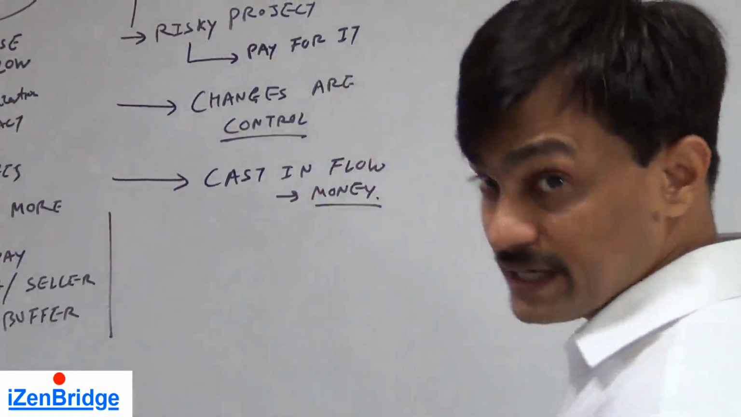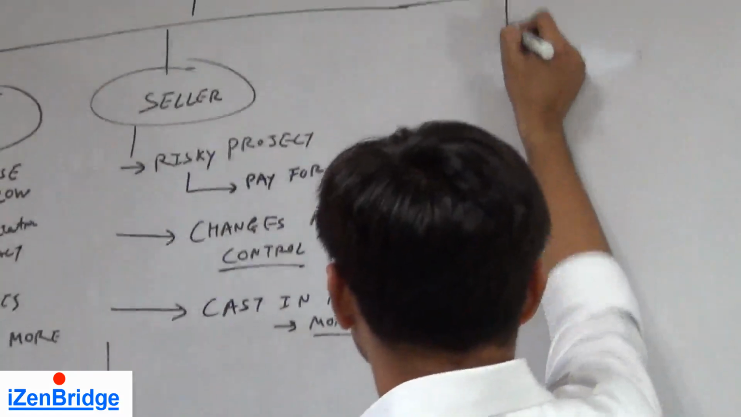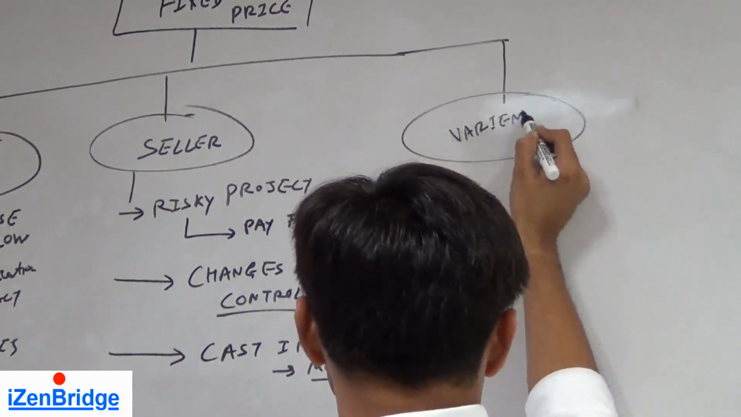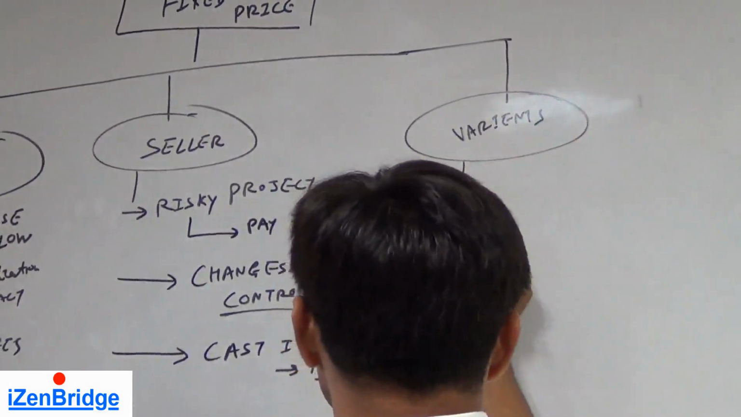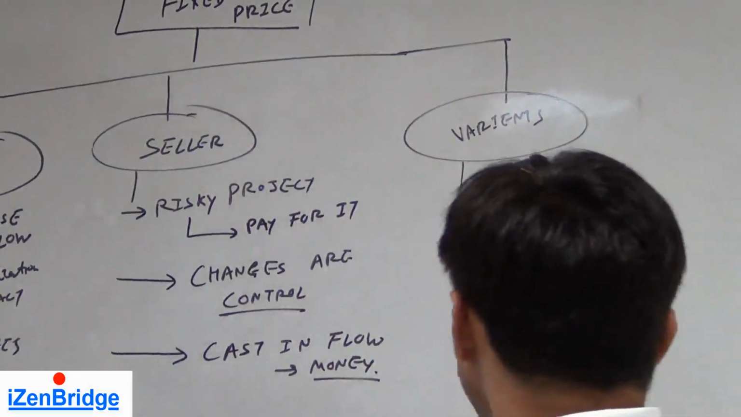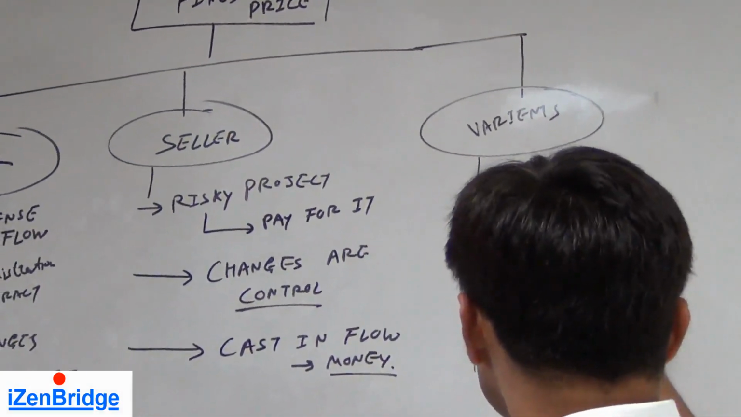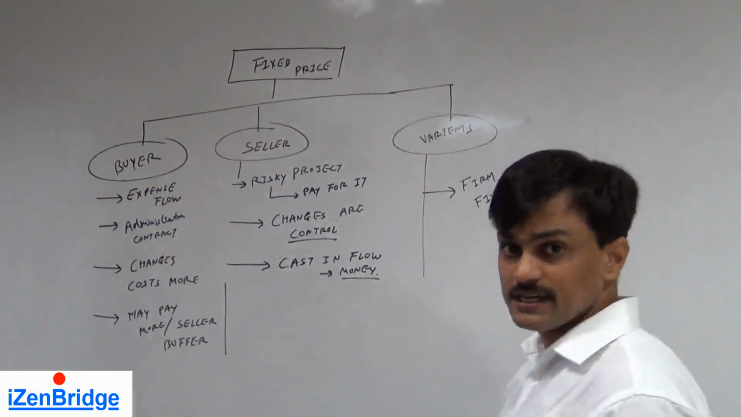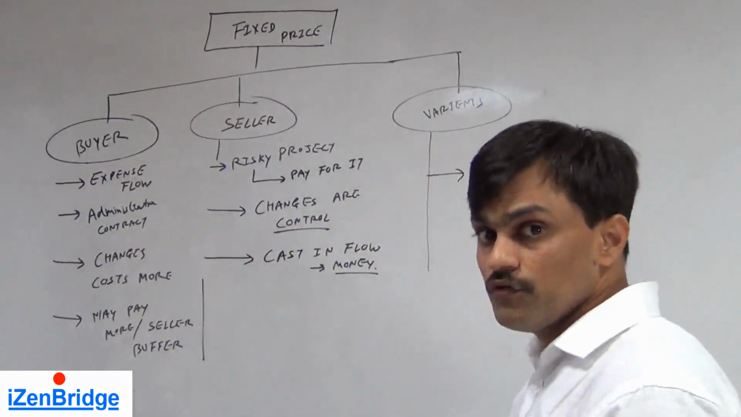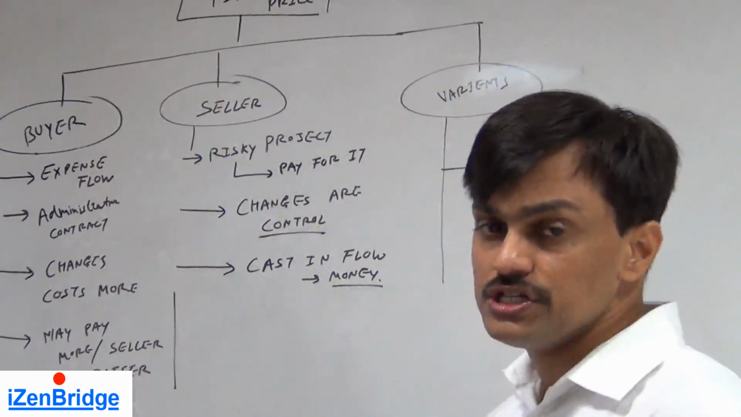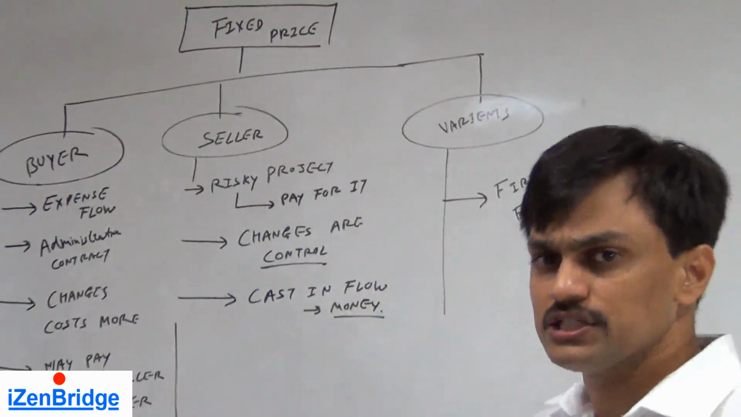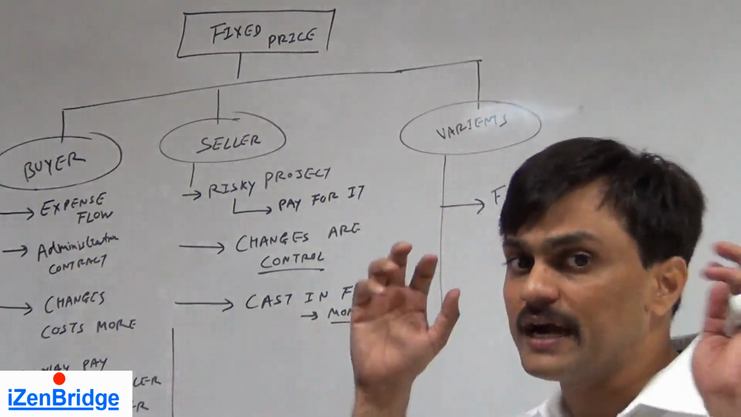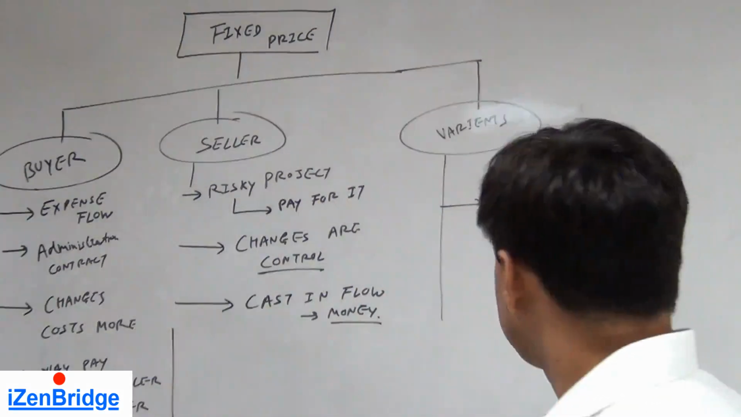Now there are a few variants of the fixed price contract. The first variant which we talk about is firm fixed price. In general, whenever we talk about fixed price, it's a firm fixed price, meaning we don't expect any increase or decrease in that price. It's firmly fixed. You take the work and you get X amount of money in return.